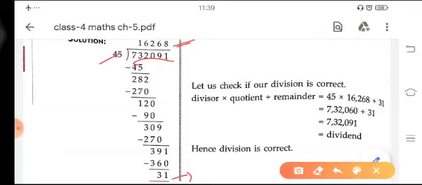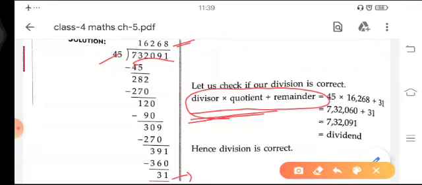Now there is a rule, a formula, by applying which we can know whether our division is right or wrong, correct or incorrect. So our formula is divisor multiplied by quotient plus remainder. If it is equal to the dividend, then our answer is the same, and it means that our division is correct. And if the answer varies from the dividend, then it means that our division is incorrect.